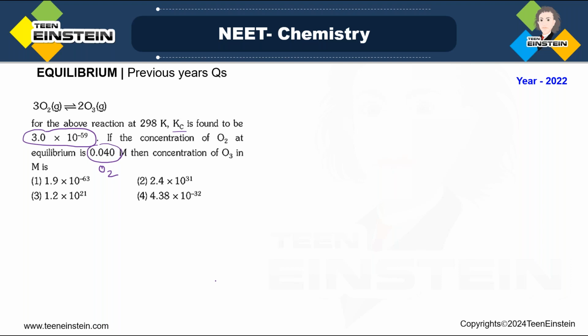So very simple. You just have to write the expression for Kc. Once you can write that, you can calculate the value, right? So Kc, we will write the expression, and it will be ozone concentration to the power 2 divided by O2 concentration to the power 3. So O3 we do not know. So suppose it is x squared, but O2 we know, which is 0.04 to the power 3. Kc value is also given.